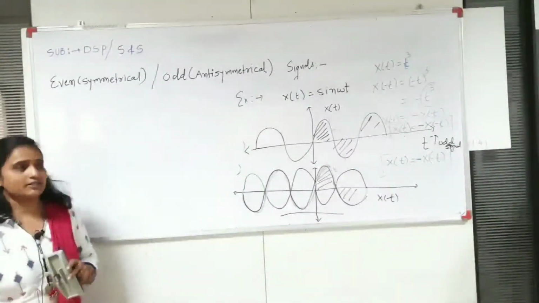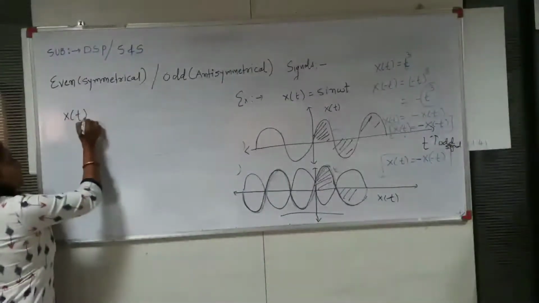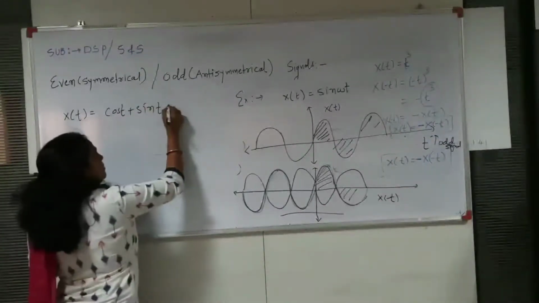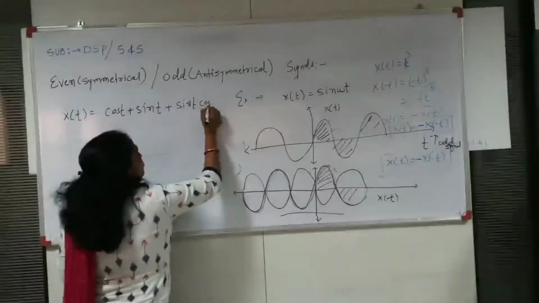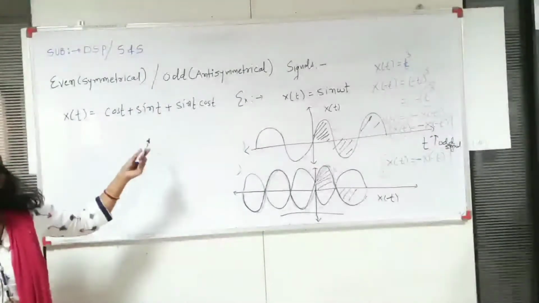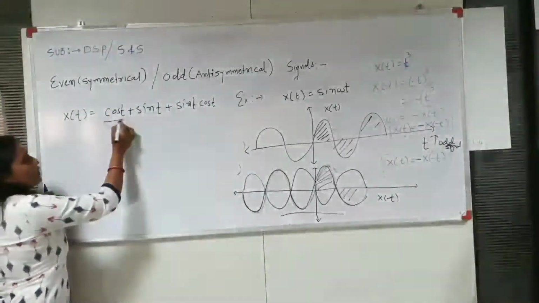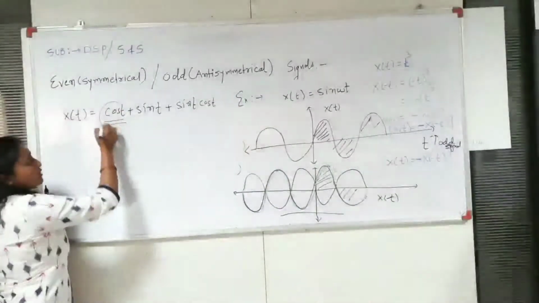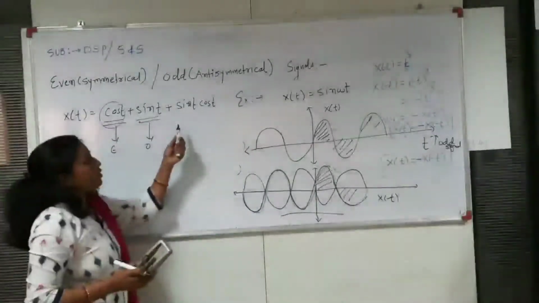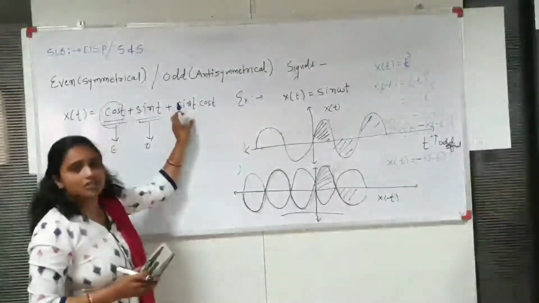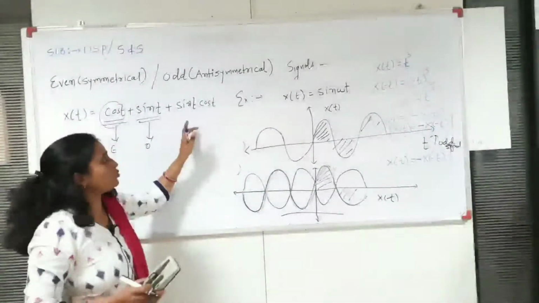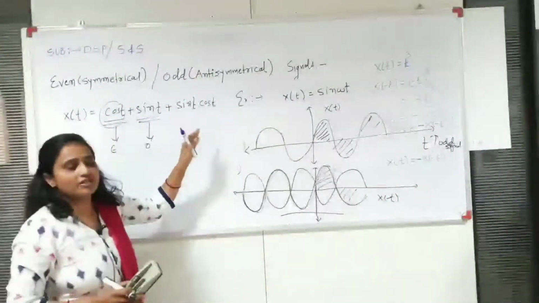Now let's take one more example of a signal: x of t is equal to cos t plus sin t plus sin t into cos t. The question is whether this signal is even or odd. As we know, the individual functions are even and odd: the cosine signal is an even function and the sinusoidal function is an odd function. But what about sin t into cos t? This one is odd and this one is even, but the product of the two signals is a composite signal. We don't know whether it is even or odd.